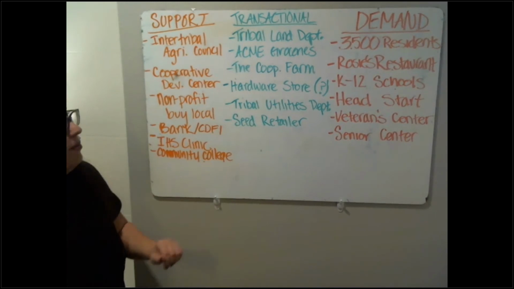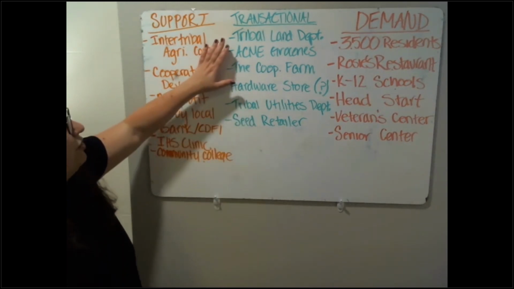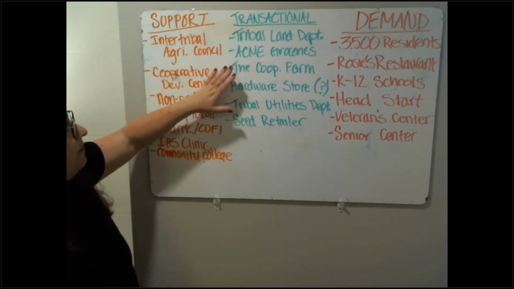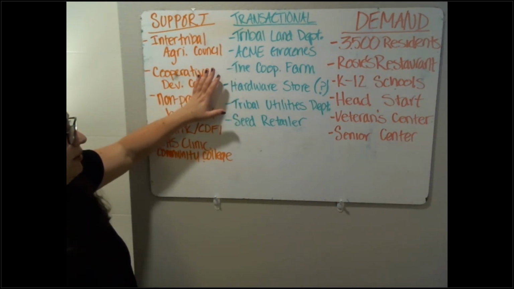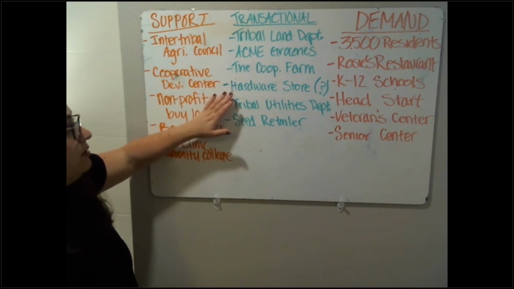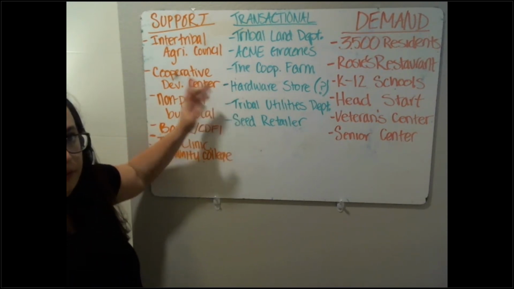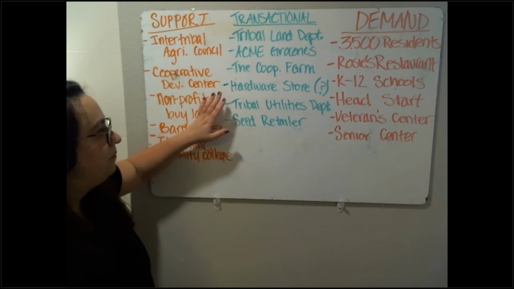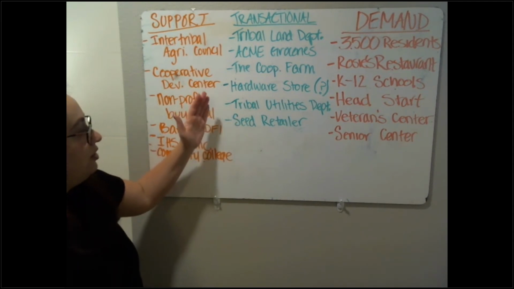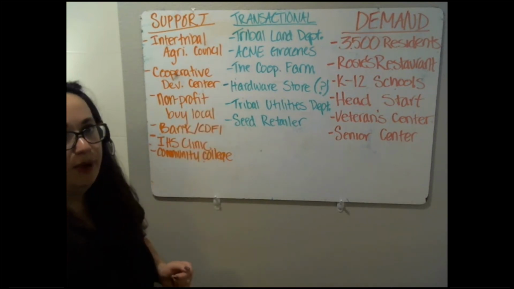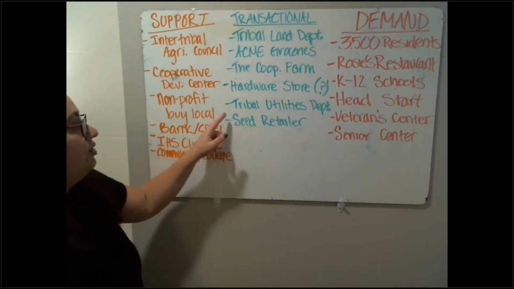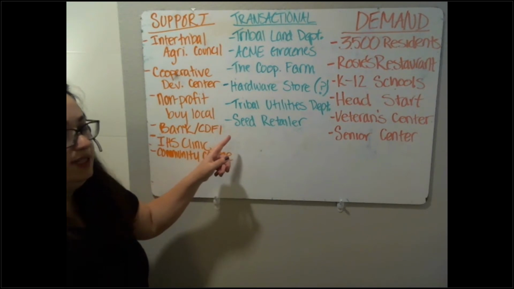For our transactional partners, we started out with the Tribal Land Department, the local Acme grocery store, the cooperative farm, and the hardware store, which has a question mark next to it, and we'll circle back around to that in a moment. And since our Module 2 demonstration, we've added in 2 additional transactional partners in the live sessions, the Tribal Utilities Department and the seed retailer.